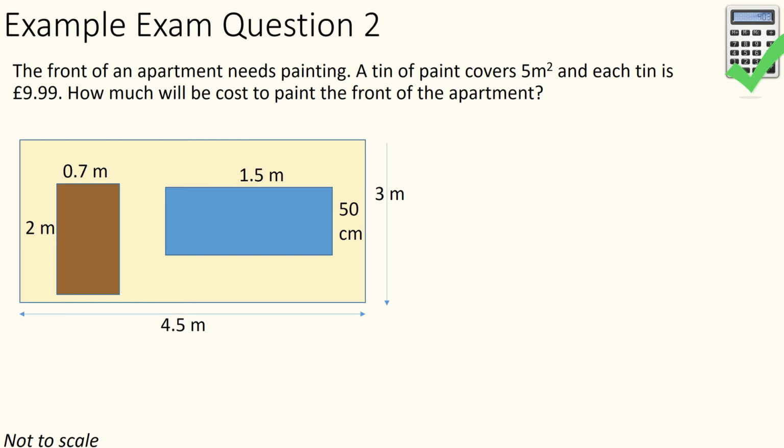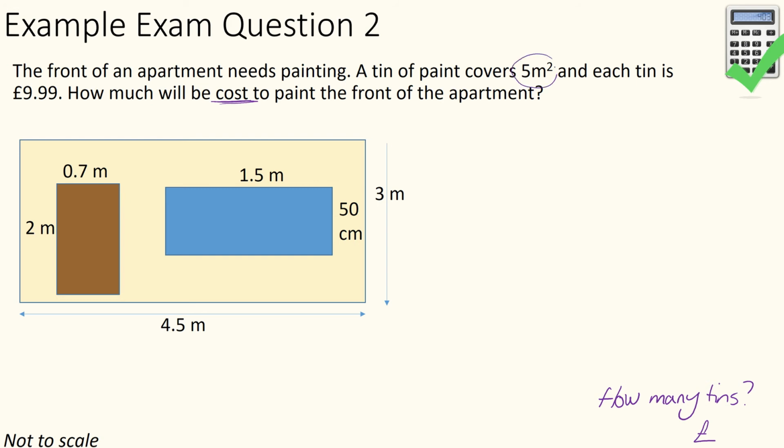So what do we want to end up with? We want to know the cost of paint. That is the final thing. So our final answer will have a pound sign. Working backwards, in order to work out the cost, I need to know how many tins of paint I'm going to need. How many tins will I need? I know they're £9.99 each, and I know that each one covers 5 meters squared.